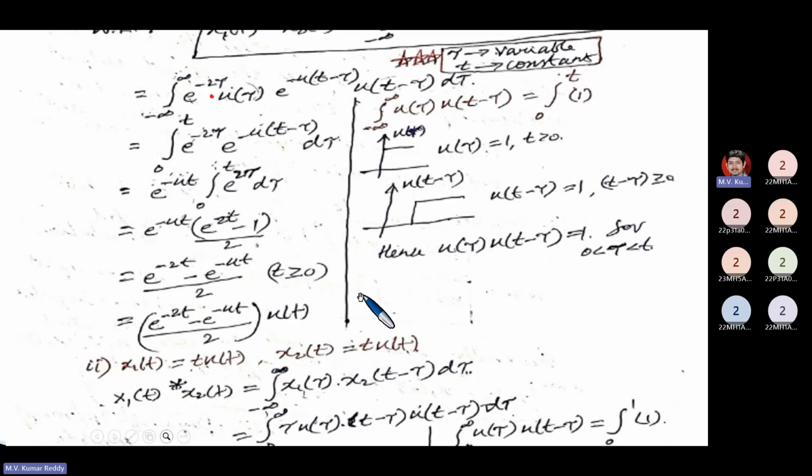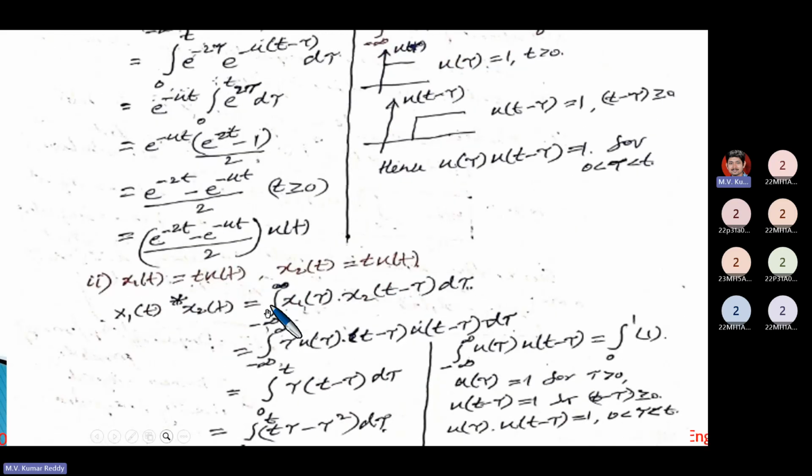If you understood this concept of convolution, you can understand it in the second unit, third unit, fourth unit, and fifth unit. So this is the model. That's why I called this a model. From second unit, third unit, fourth unit, fifth unit, any problem, this is the model.